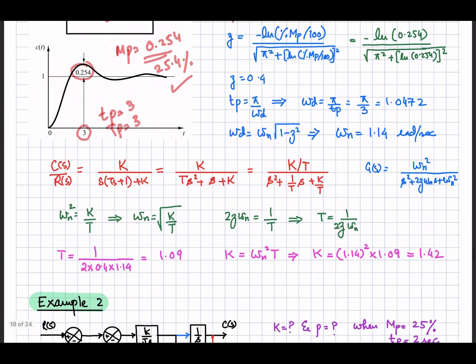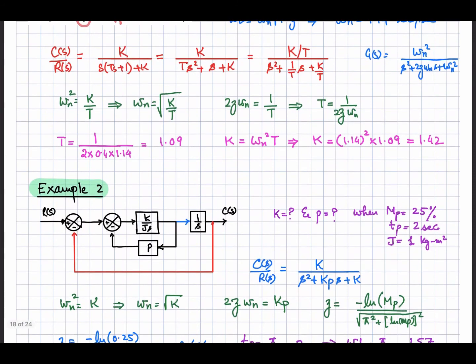After taking this common out, what I can do is, omega n square is equal to K by T, by comparison. And by the comparison of this term with this one, 2 zeta omega n is equal to 1 by T. So I can write this expression, and from here I can write for the T. So T is given by this equation, and omega n relates K and T by this equation.